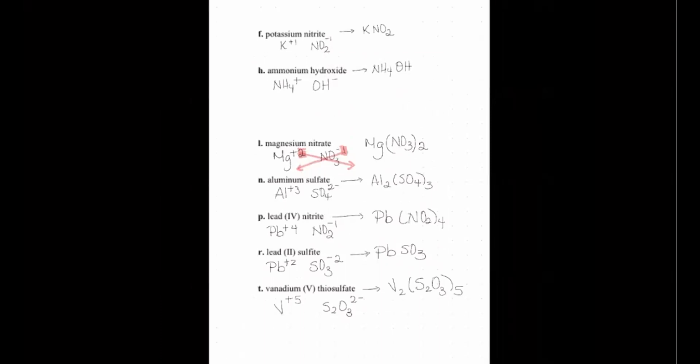Any questions on going from name to chemical formula for ionic compounds? Then let's move on to when you have names to chemical formula, but for covalent compounds.